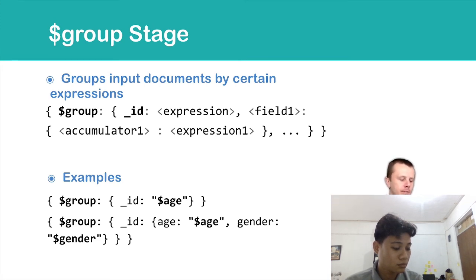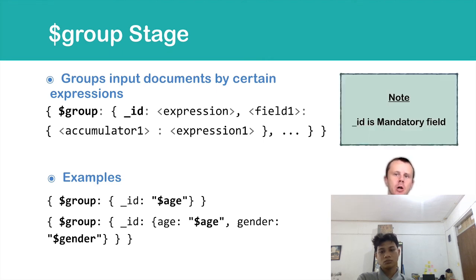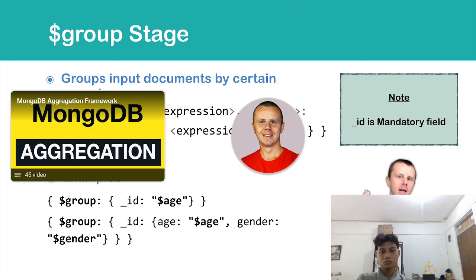Okay, let's summarize. Group performs grouping of input documents by a certain field or fields. Underscore id is mandatory and it must be present in each group stage. The group stage may also have other fields except underscore id, and those new fields may be calculated dynamically using special accumulators. We will talk about them later on. And next, let's look at the group example and let's play with group in the shell. See you shortly.